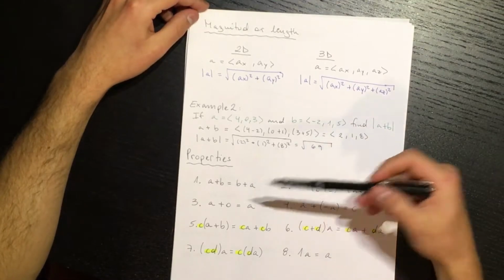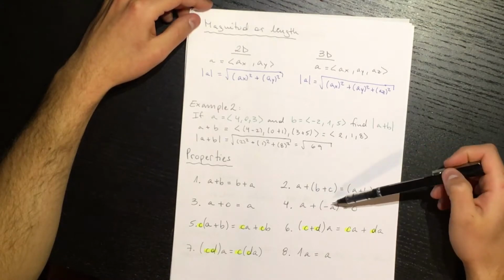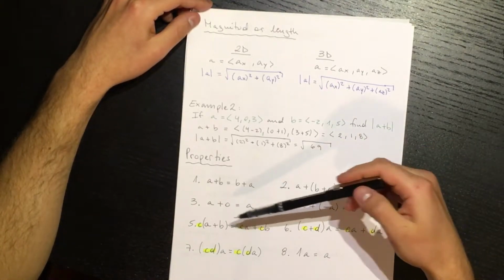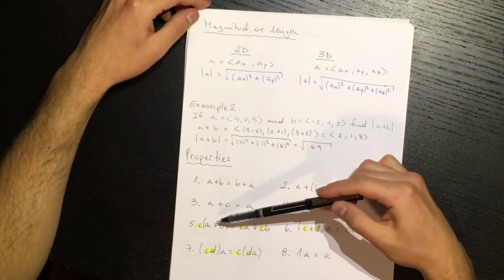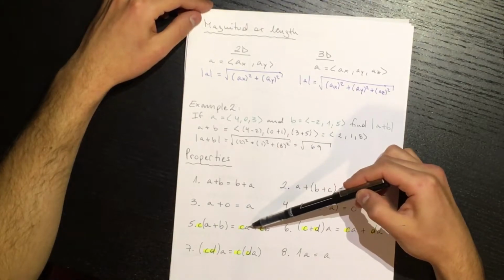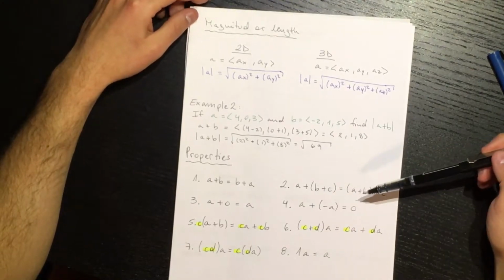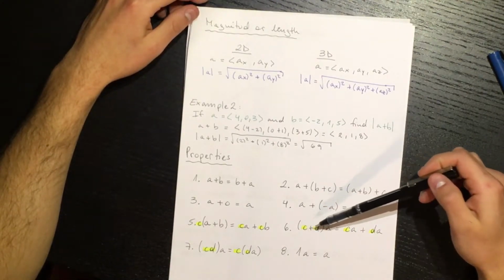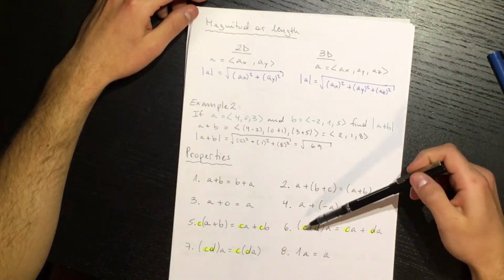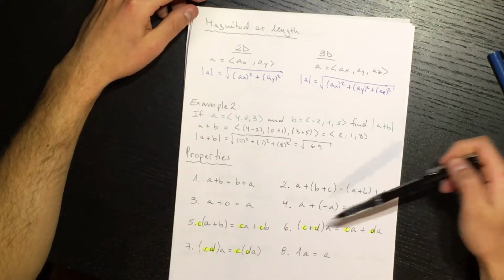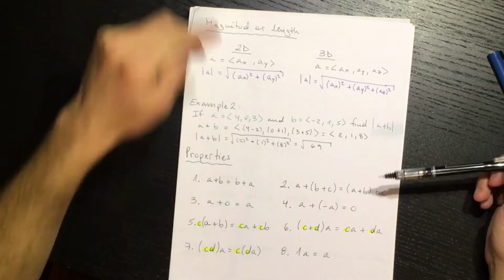Any vector plus 0 is the same vector. You add nothing. If you add the vector plus its opposite, it's going to be 0. Any constant, any scalar, times the sum of two vectors is the scalar times the first vector plus the scalar times the second vector. If two constants are added up times the vector, it's the same as that vector times the first constant plus that same vector times the other constant.